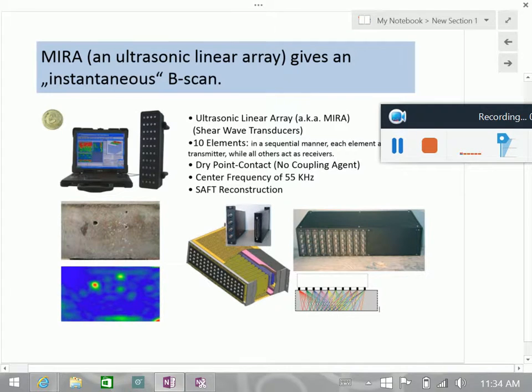Now, this one I have also shown you before. This kind of setup where you send from one sender and you receive everywhere else is called a linear array. I mean, this is the technical term.